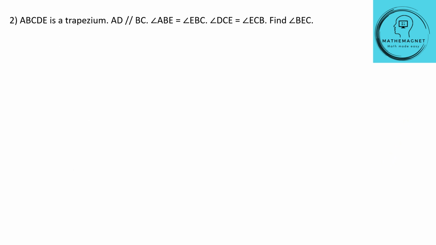Question number 2. ABCDE is a trapezium. AD is parallel to BC. Angle ABE is equal to angle EBC, and angle DCE is equal to angle ECB. So what they are saying here is, and they are asking us to find angle BEC. They are saying this angle will be equal to this angle, and this angle is equal to this angle. Now we need to find this angle, which is BEC.